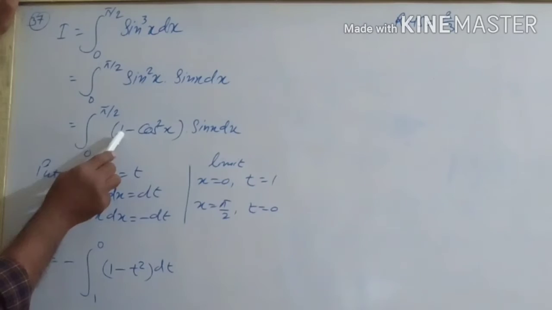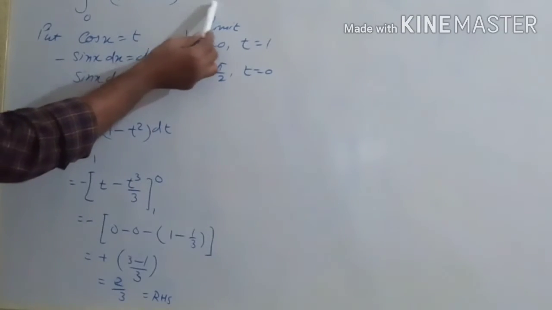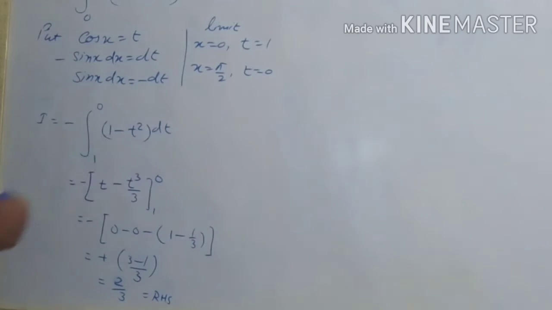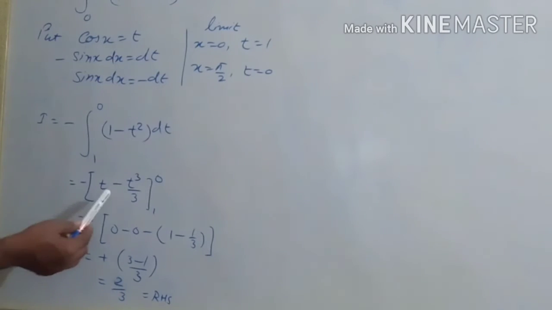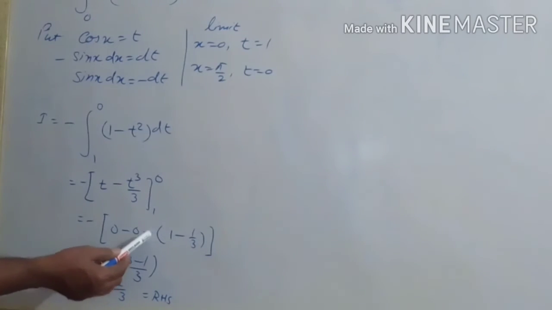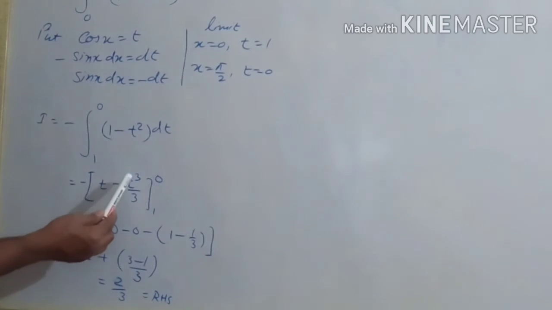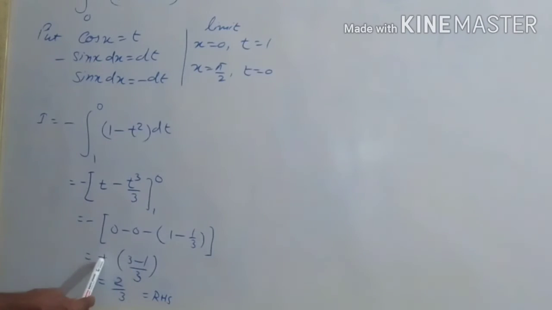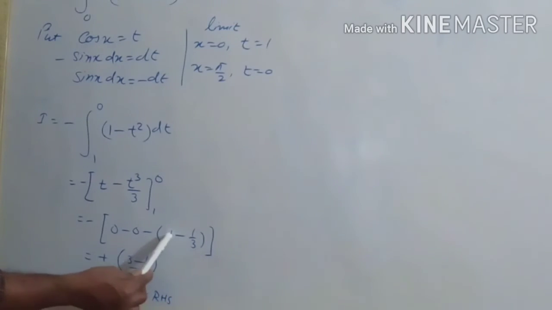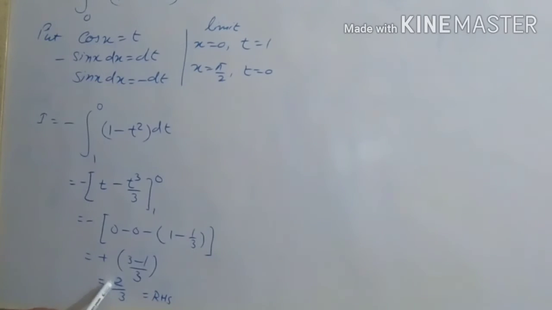Now 1 minus t square, and sin x dx which is minus dt, so minus here and dt here. Now integral of 1 is t, and integral of t square is t cube divided by 3, with limit 1 to 0. Now raise the limit, upper limit minus lower limit. So when you write upper limit 0, that term will be 0, minus lower limit 1, so 1 minus 1 by 3. So minus minus plus, and when we take LCM, LCM is 3, so 3 minus 1, that is 2, so you will get 2 by 3 here.